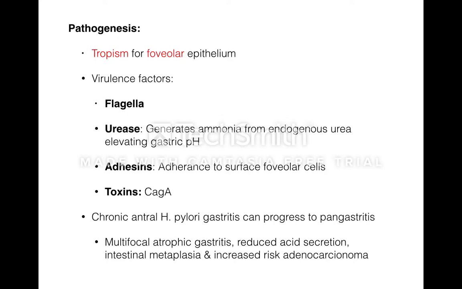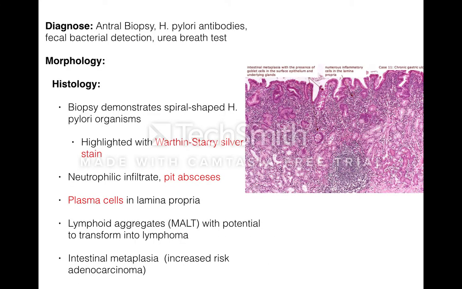Over time, chronic H. pylori antral gastritis can progress to a pangastritis, resulting in multifocal atrophic gastritis. So H. pylori gastritis can be diagnosed in several ways, including antral biopsy, fecal bacterial detection, serum H. pylori antibodies, or the urea breath test.